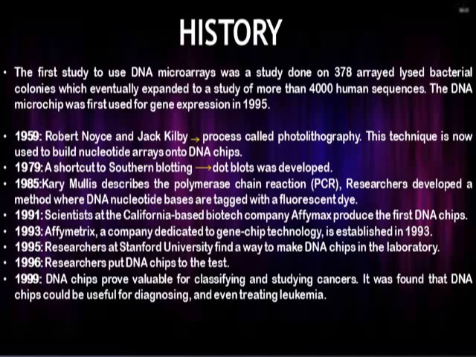In 1979, Southern blotting was introduced, and from Southern blotting, dot blotting was developed. Then in 1985, Kary Mullis discovered PCR. Then in 1991, a California-based company known as Affymax produced the first DNA chip. Then Affymetrix, the same company, later dedicated itself to producing gene chip technology, and it was established in 1993. In 1995 they started making DNA chips in the laboratory. Then in 1996, the manufactured DNA chips were used for testing purposes.